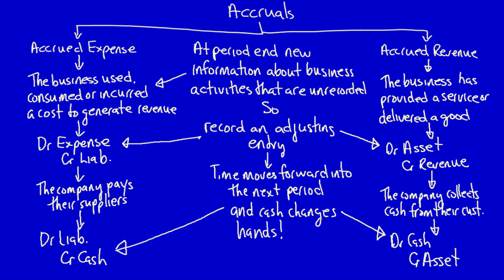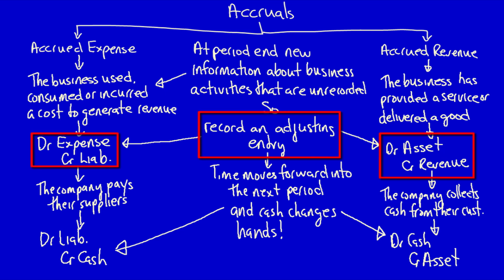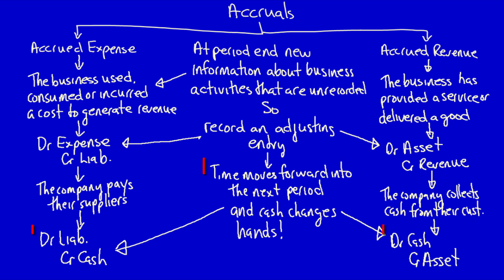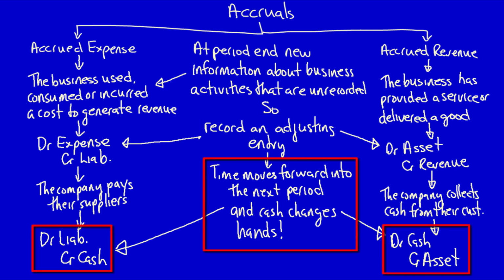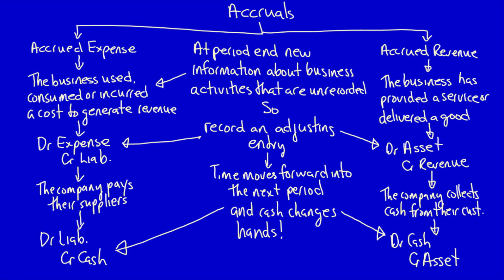You can see that accrued expenses and accrued revenue have similar characteristics. Both of them record adjusting entries at the end of the period for information which has not as yet been recorded. So they require an adjusting entry. Then, when we move into the new period, cash changes hands because the company either pays their suppliers or they collect from their customers. Accrual adjusting entries.